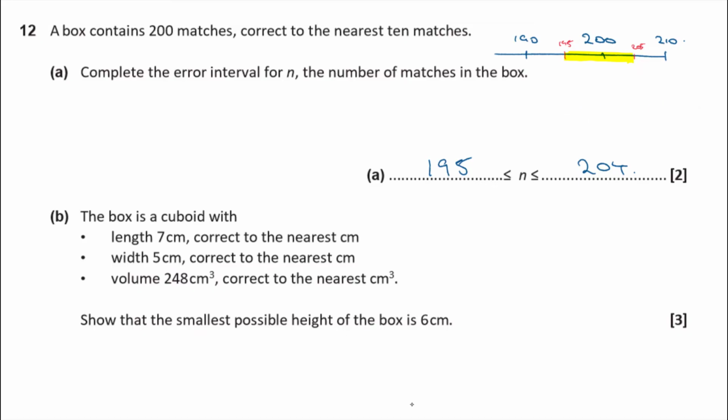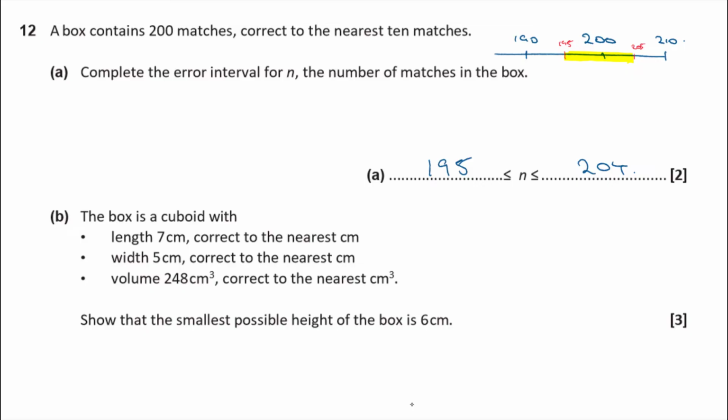We actually use 204. Right, and then part B says the box is a cuboid with length 7 centimeters, correct to the nearest centimeter. Width is 5 centimeters, correct to the nearest centimeter. And the volume is 248 centimeters cubed, correct to the nearest centimeter cubed. Show that the smallest possible height of the box is 6 centimeters. Okay, so I'm going to do what I did a minute ago. I'm going to find the upper and lower bound of each one of these, aren't I?